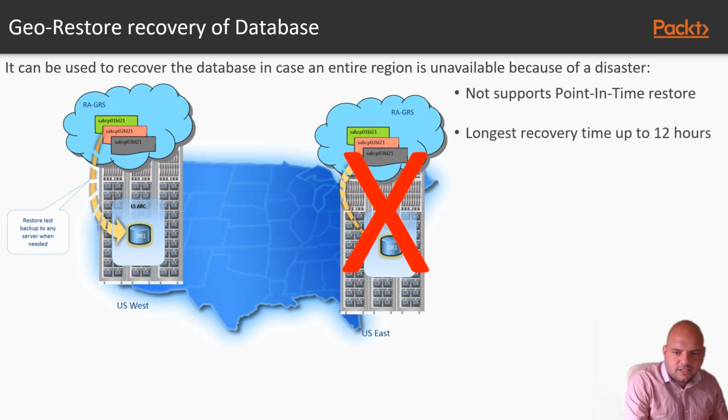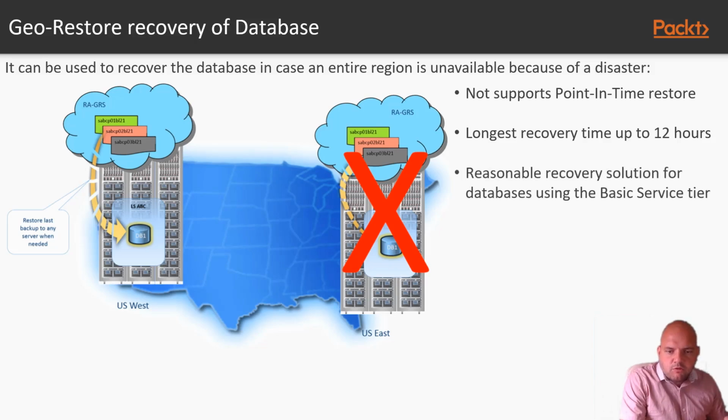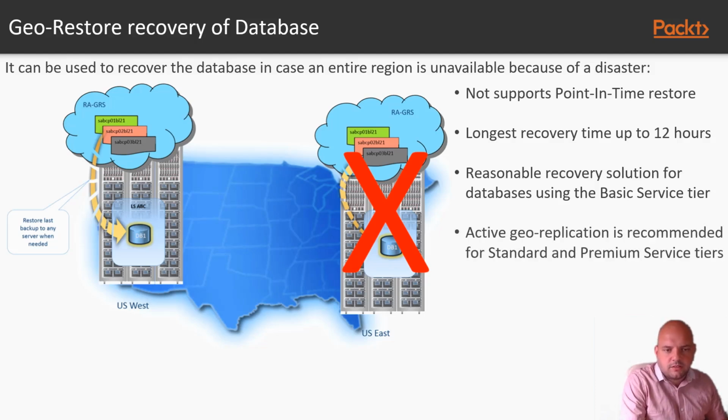GeoRestore is the most basic disaster recovery solution with the longest recovery time, which can take up to about 12 hours, which is quite significant, but in the event of a full-scale disaster, probably not too bad either. It may be a reasonable recovery solution for databases using the basic tier. However, for standard and premium service tiers, active geo-replication is the recommended method.